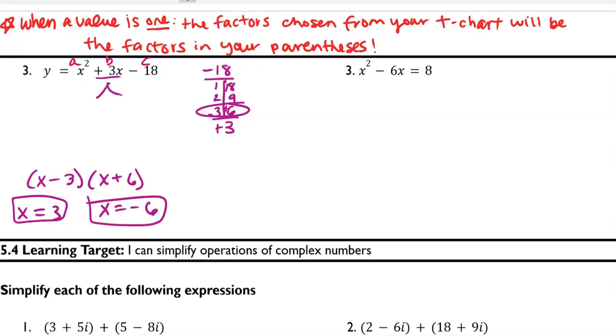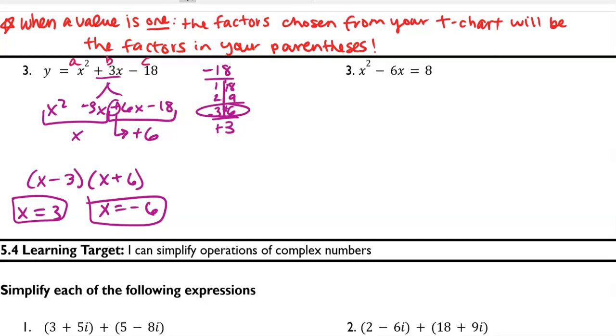We can split the b value into -3x and +6x. Now, when we group them, what can we take out of the first group? We can only take out an x. From the second group, we take out a +6. There's one of our parentheses, x plus 6, that second one here. Now, when we divide, 6x divided by 6 is x, and -18 divided by 6 is -3. So there's your proof. Proof is in the pudding.